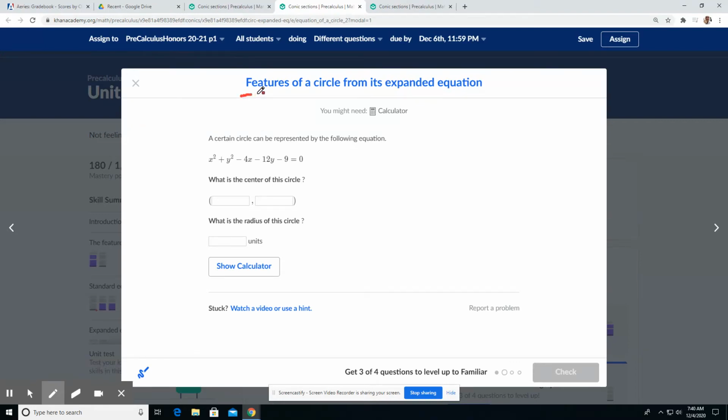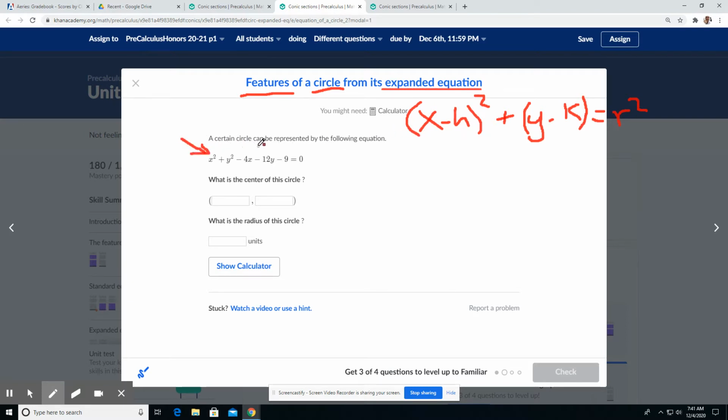We are looking at the features. Features of what? A circle from its expanded equation. All right, so let's go ahead and just get started with the equation of a circle, which is (x minus h) quantity squared plus (y minus k) quantity squared equaling the radius, r squared, where h and k are the center of the circle.